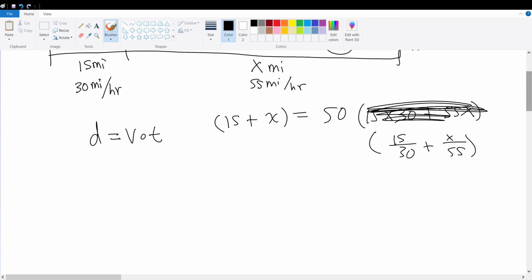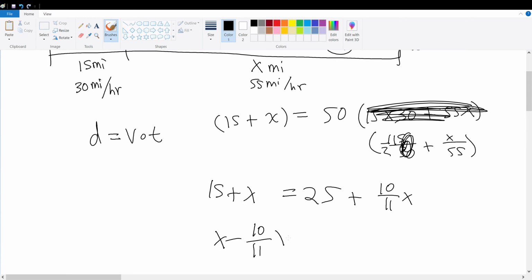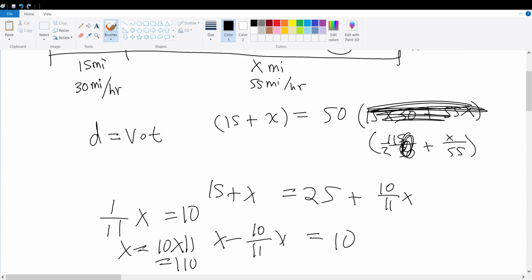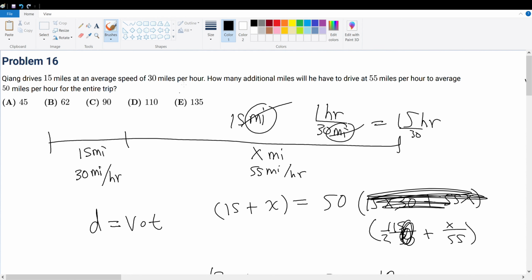So this expression must hold true, so we just need to solve for x and we should be good. So when we simplify this, that's 1 over 2, right? So if we simplify the right side, that's 25 plus 10 over 11x, which is equal to 15 plus x. So x minus 10 over 11x must equal 25 minus 15, which is equal to 10. So 1 over 11x must give you 10. So x must be equal to 10 times 11, which is equal to 110. So that should be your final answer. So your answer will be answer choice D.